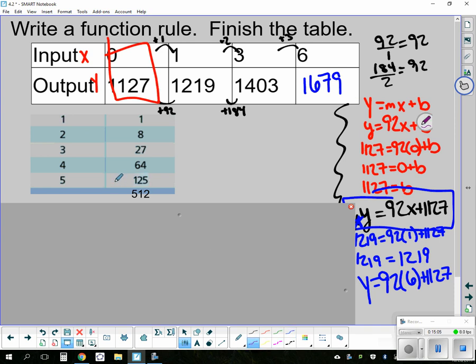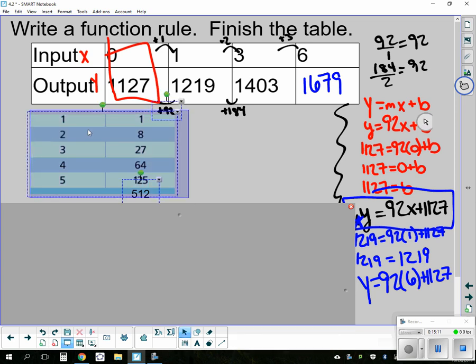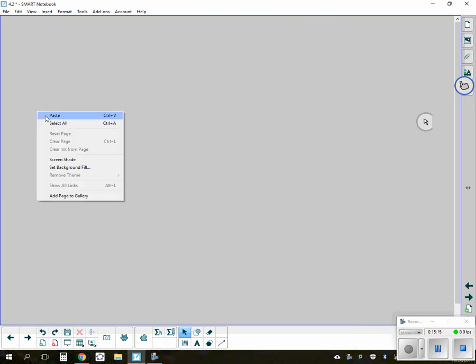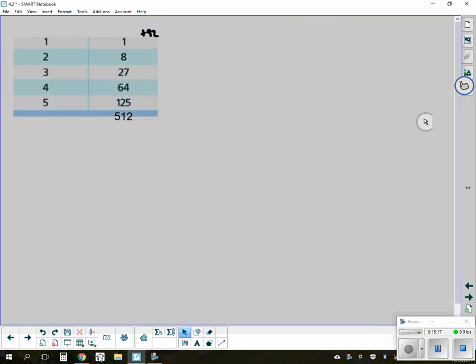All right, so first thing you want to do is figure out if this is a linear or nonlinear problem. I'm actually going to take this and put it on a different page so that I don't have all that mess going on. Get rid of that plus 92.